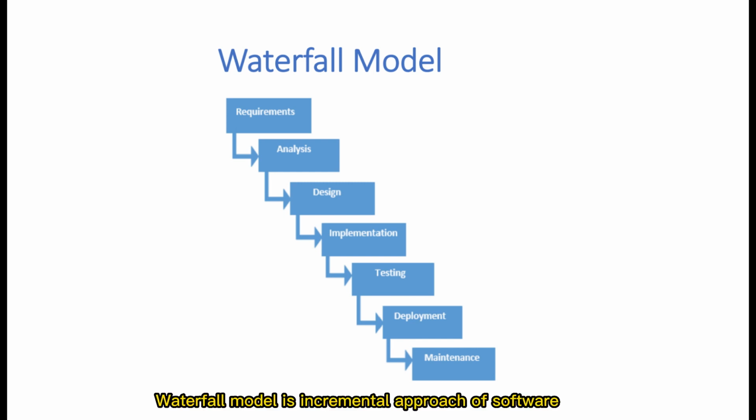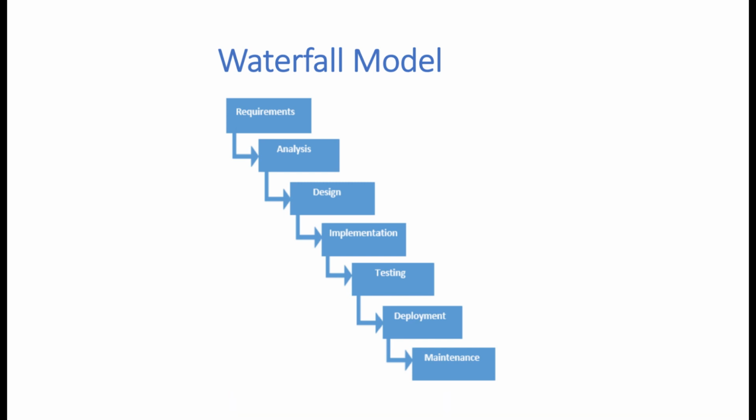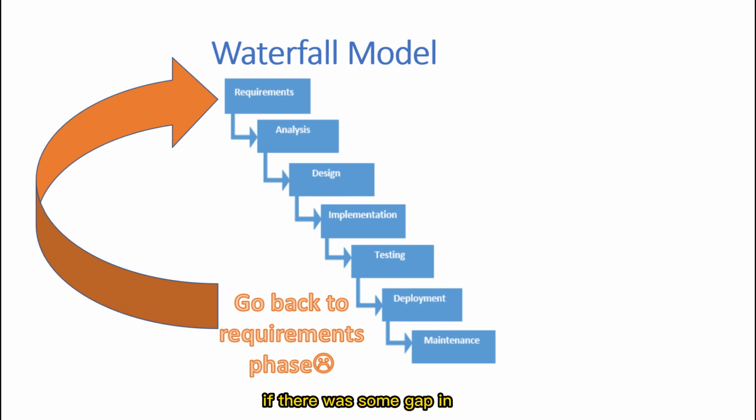Waterfall model is a sequential approach of software development, meaning the earlier phase has to be completed and then only the next phase can be started. So now you can imagine if there was some gap in understanding of the requirements, it may require the developers to do a lot of rework after the software is released.